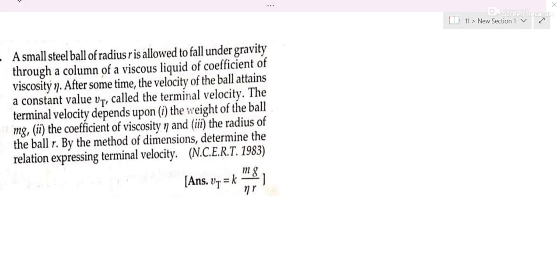A small steel ball of radius r is allowed to fall under gravity through a column of viscous liquid. So radius is r. It depends upon, they are mentioning, coefficient of viscosity eta. After some time, the velocity attains a constant value Vt, which is called terminal velocity.